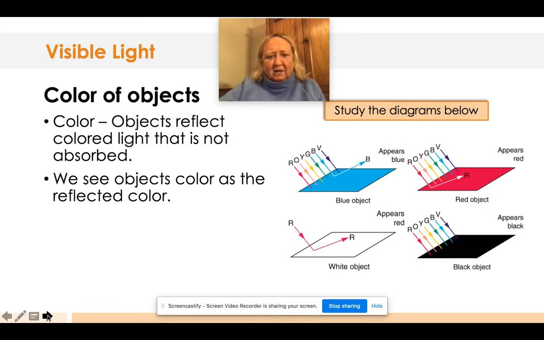We're going to look at some colors now. Objects reflect the colored light that is not absorbed. If you look here at these examples, this blue object, the blue is reflected, so that is what our eyes see, the reflection of the blue. Same thing with the red. The red is reflected, so we see red. Down here, the black is when all the colors are present. It appears black to us.